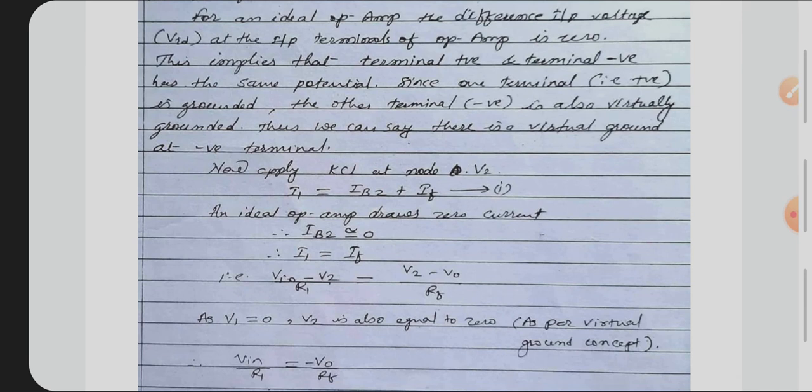In an ideal operational amplifier, IB1 is equal to IB2 is equal to 0. That means both input bias currents are 0, as we have seen in the ideal characteristics of the op amp, which parameters are infinite and which are 0. So IB1 and IB2 both are 0. Why are these 0? Because of infinite input impedance. If impedance, that means resistance, is infinite, current will be 0. So input impedance is infinite, input bias currents are 0. So equation 1 becomes I1 equal to IF.